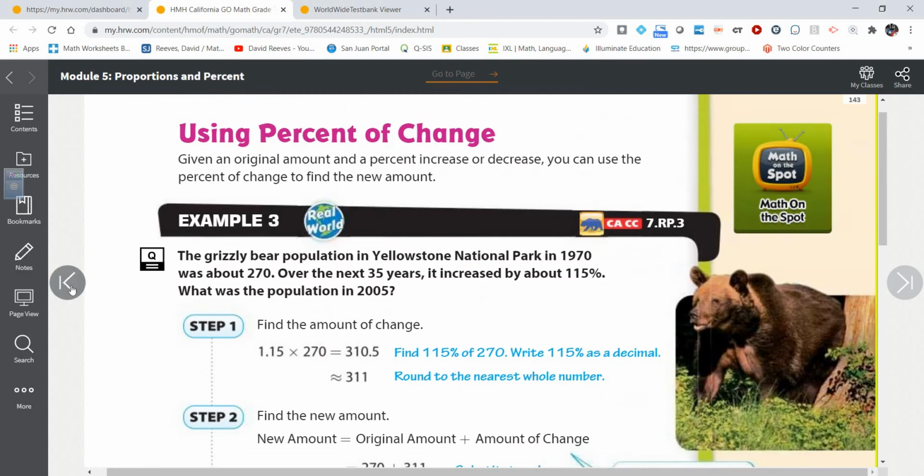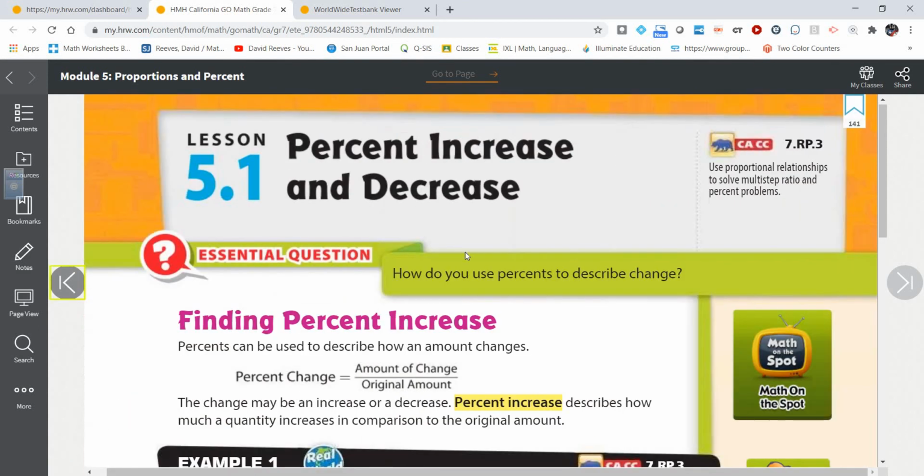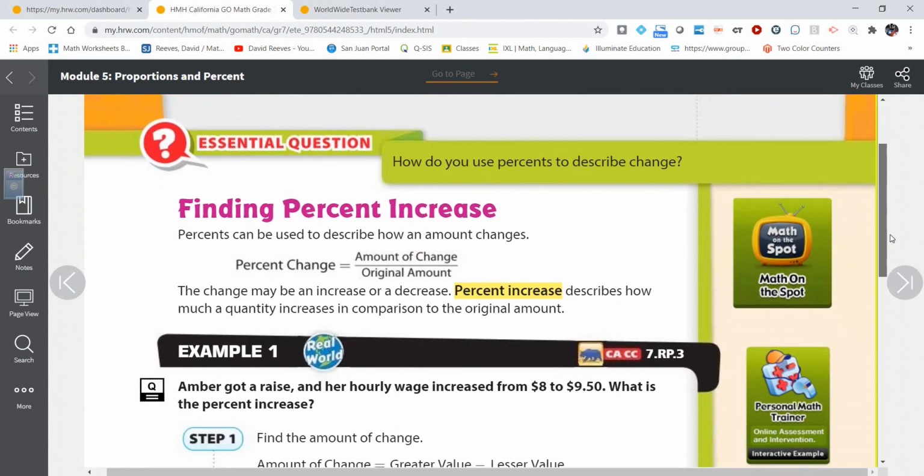All right, well, I sure hope this video was helpful. In our next video, we're going to look at finding what that percent of increase and that percent of decrease actually looks like. All right, till next time.